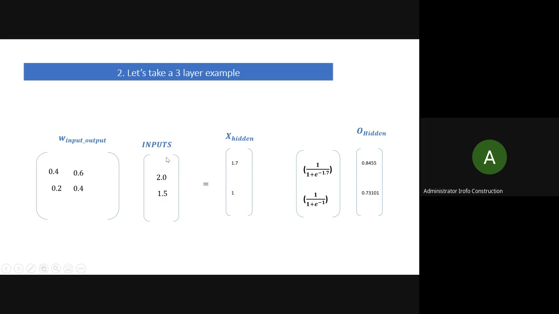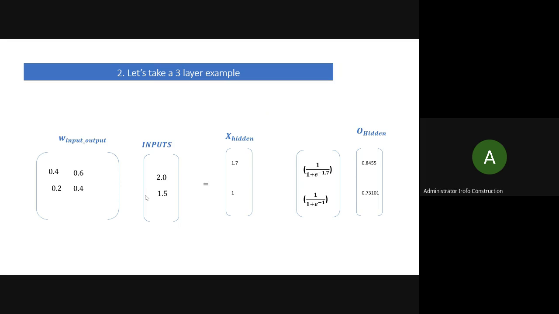When I'm done, we just have to multiply it. How do we do our matrix multiplication? 0.4 by 2 plus 0.6 by 1.5. When done, we come to the next row: 0.2 times 2. Can you repeat that again?